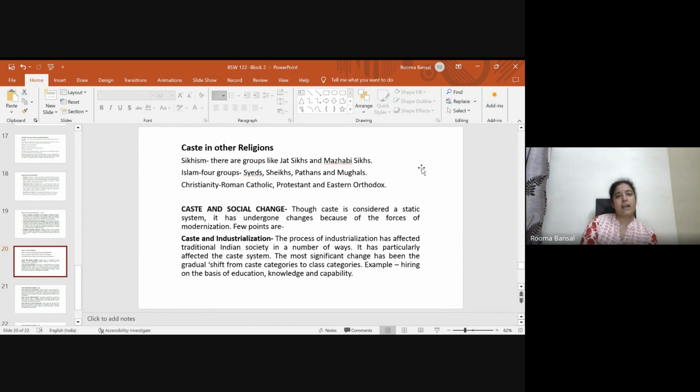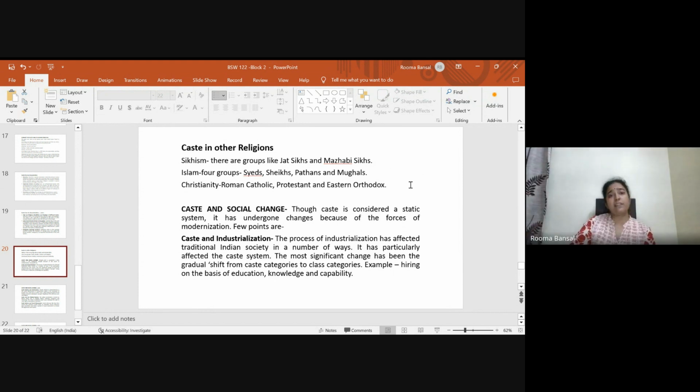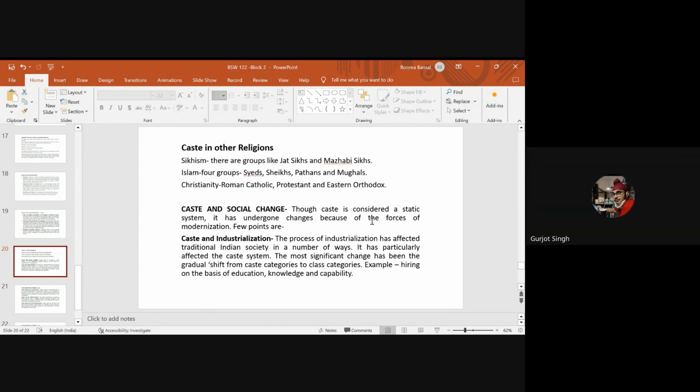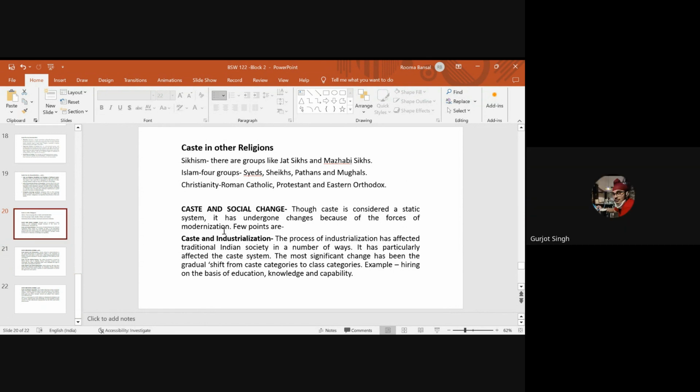Like Sikhism has Jat Sikhs and Mazhabi Sikhs. Islam has four groups. Mazhabi sects are lower caste sects. It is available with them, but this is not in our syllabus. That is the reason I did not include it. Ma'am, I really do not know about Mazhabi Sikhs. Yes, ma'am, I discussed it generally.